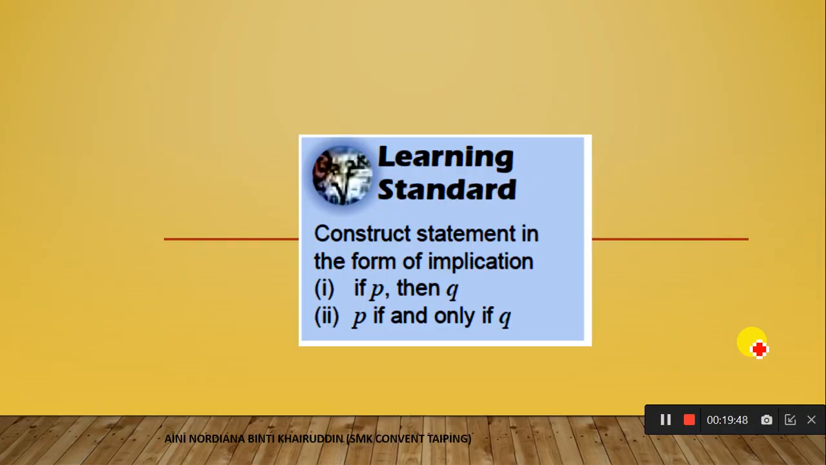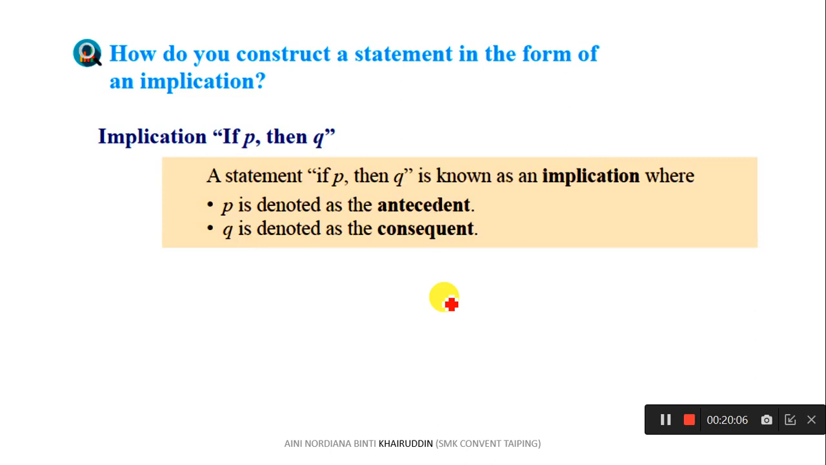Next, learning standard. The second learning standard for this video: construct statements in the form of implication, if P then Q, and P if and only if Q. Implication, if P then Q. A statement if P then Q is known as an implication, where P is denoted as the antecedent and Q is denoted as the consequent.